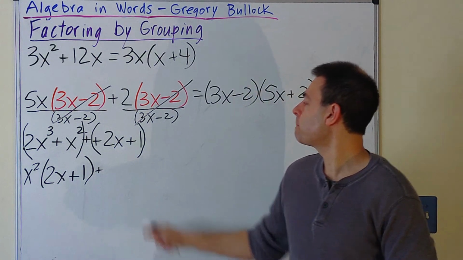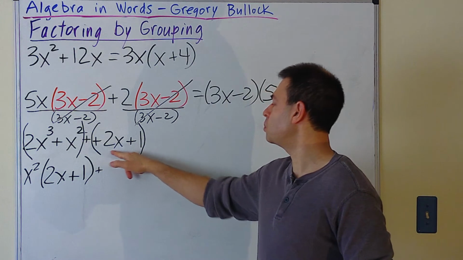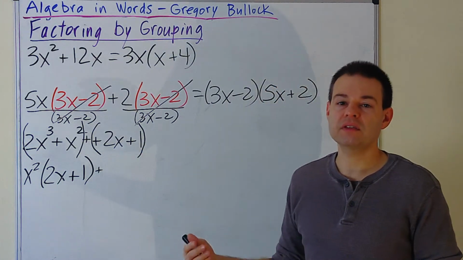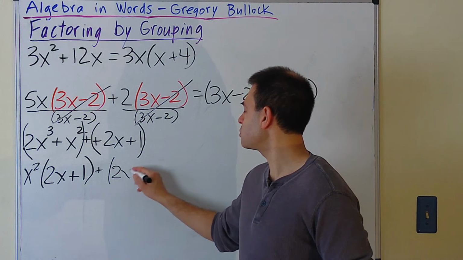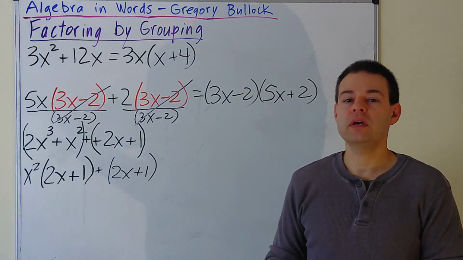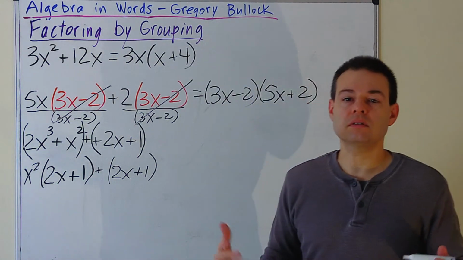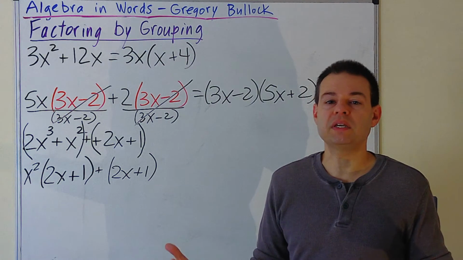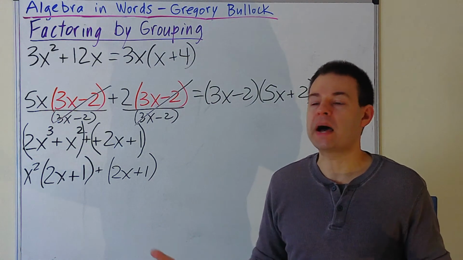Put plus, and again the question is, is there a greatest common factor between these two terms? And in this case, there's not. So we're just going to rewrite 2x plus 1. Okay, now let's pause and just look at the problem, and you want to look to see if anything jumps out at you as being the same. Basically, at this step, a greatest common factor binomial.